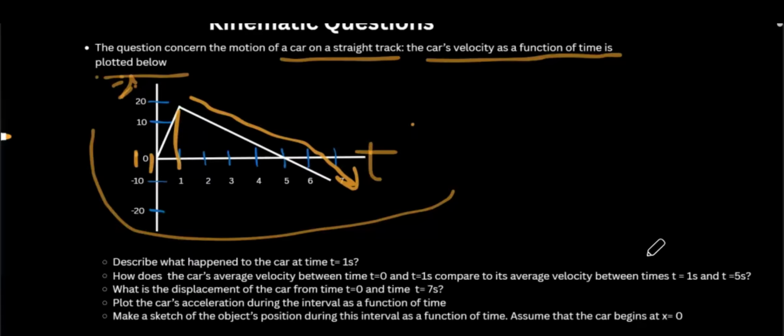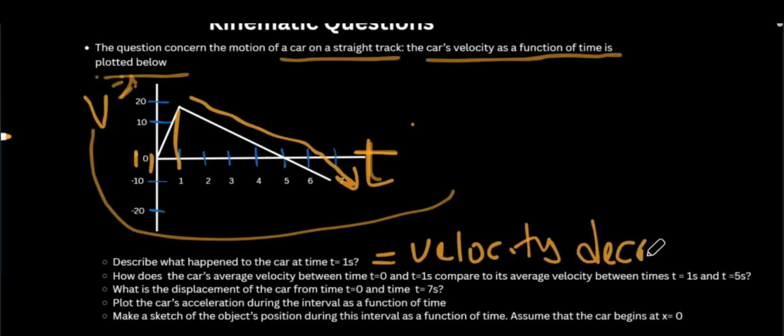Because this first line is for velocity and this is the time. So the velocity began to decrease after 1 second. So here, let's say velocity decreased after 1 second. And it also changed the slope of this graph from positive to negative, because instead of going higher, it went down.